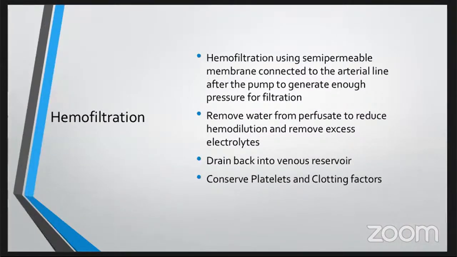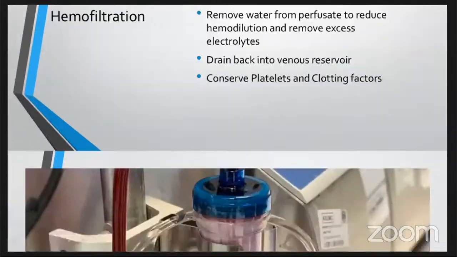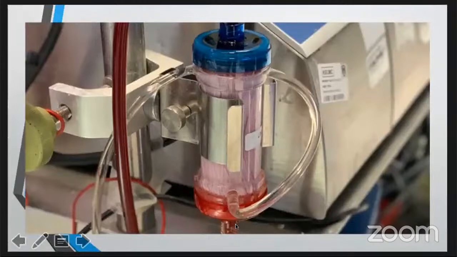For hemofiltration, we use a semi-permeable membrane connected to the arterial line after the pump to generate enough pressure for filtration. It will remove water from the perfusate to reduce the hemodilution, and it will remove the excess electrolytes, and it will drain back into the venous reservoir. It conserves platelets and clotting factors, unlike the cell saver. Usually this is how it looks, and it's connected downwards to the waste bag.